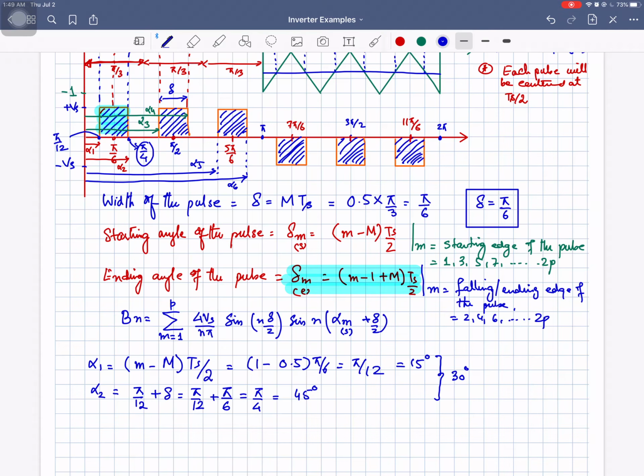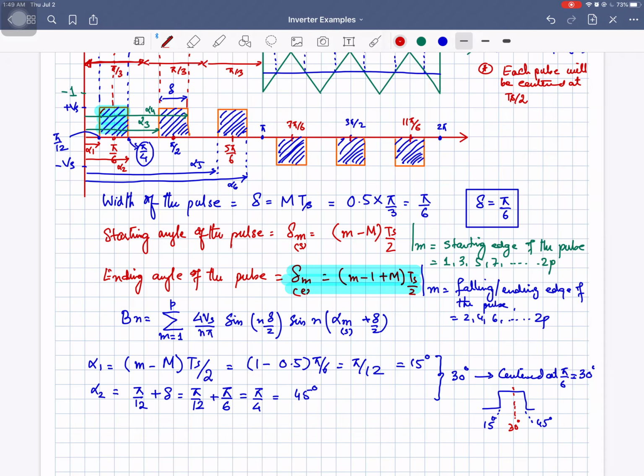Okay, so this difference is 30 degree, and this pulse is centered at pi by 6, means 30 degree. So starting from 15 degree to 45 degree, this is the pulse. The starting point is 15 degree, the ending point is 45 degree, and the center of the pulse is at 30 degree for the first pulse.